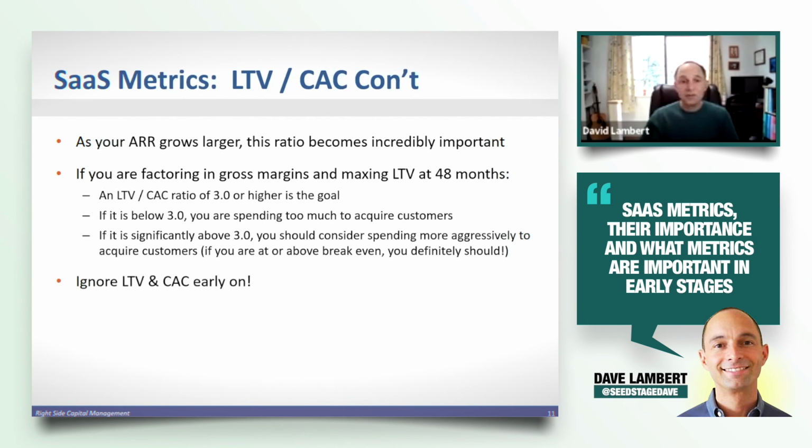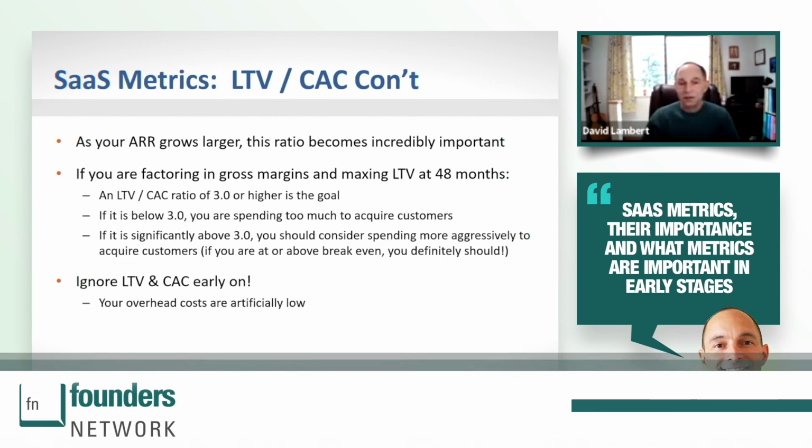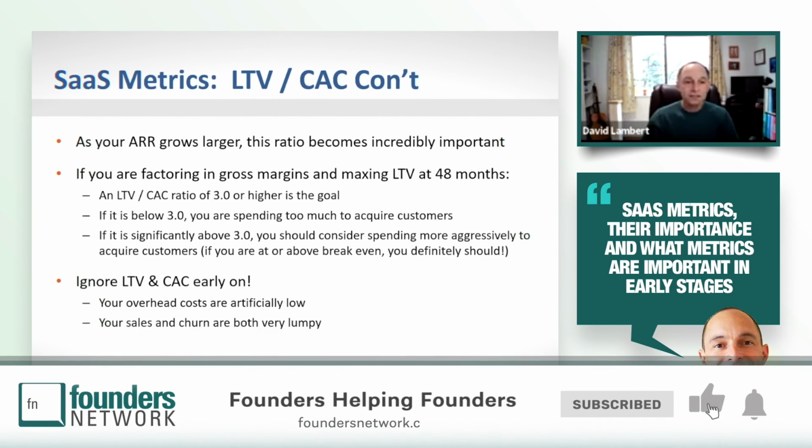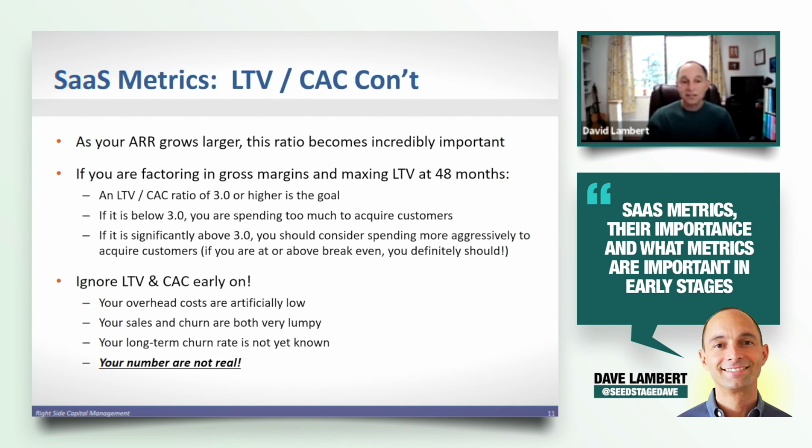So here's the key thing, though. Early on in your life cycle, I was just talking about how it's hard to calculate churn accurately early on. Well, churn's the key driver to calculating LTV, and CAC is not very accurate when calculated early on. So the reality is when you're still a young SaaS company, your LTV to CAC ratio doesn't mean much. Your overhead costs are artificially low. Your sales and churn are very lumpy. Your long-term churn rate isn't known. And so at the end of the day, your numbers aren't real.